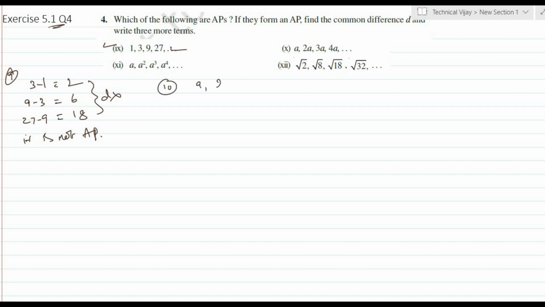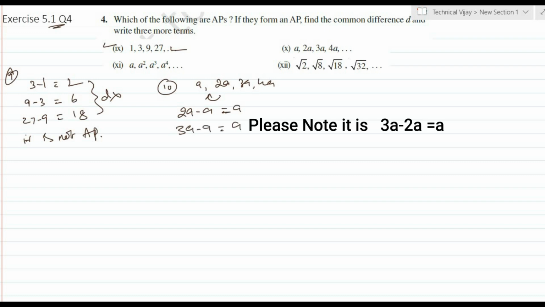Here A, 2A, 3A, 4A. So here 2A minus A, 2A minus A, which is equal to A. 3A minus A equal to A. Okay. This is same. So hence D is same, means it is AP. So next term will be, go on add this A. 4A plus A, 5A, 6A, 7A.